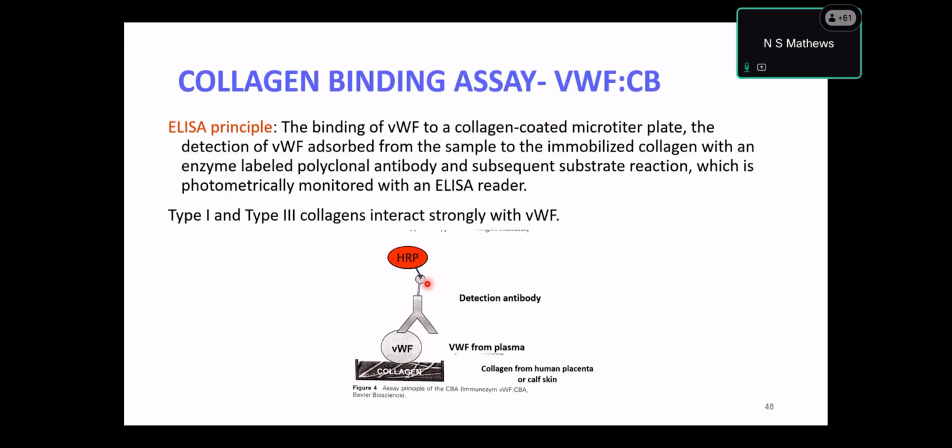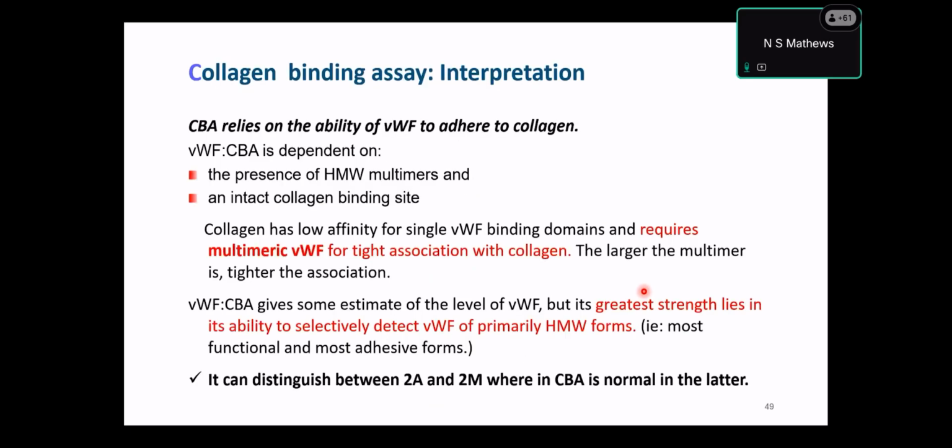Collagen binding is, as the word says, looking for the ability of the von Willebrand factor to bind to collagen. So this is based on an ELISA platform. How do you interpret that? It's depending again on high molecular weight multimers and an intact collagen binding site. So if you have these two intact, your CBA should be normal. How it's usually helpful is that this collagen binding assay can distinguish between 2A and 2M. In 2M, you have normal high molecular weight multimers, so the collagen binding assay will be normal. But in 2A, like I showed you, you have multimers which are short, and therefore the collagen binding assay will be abnormally low.